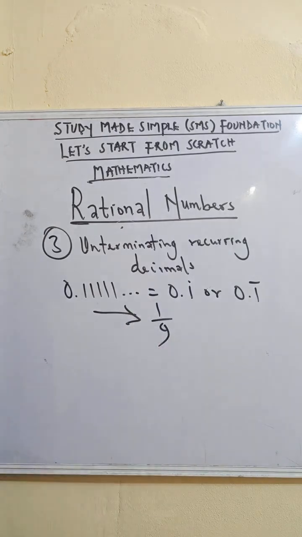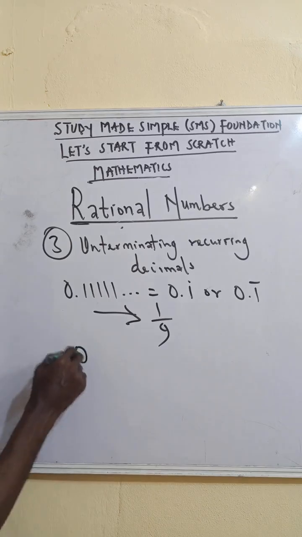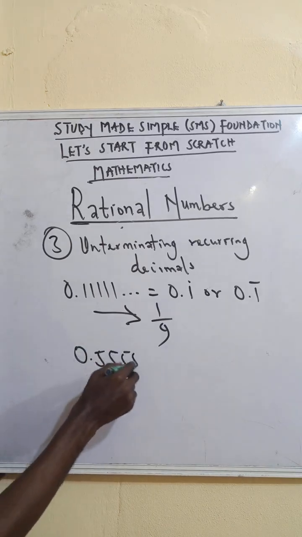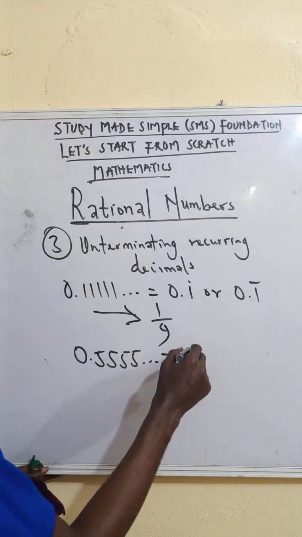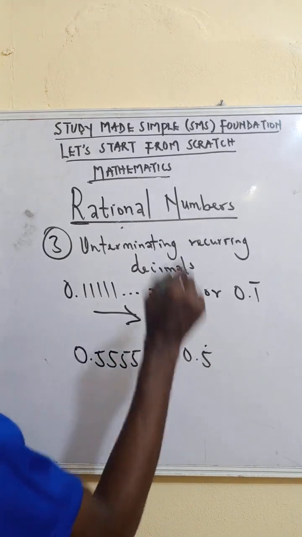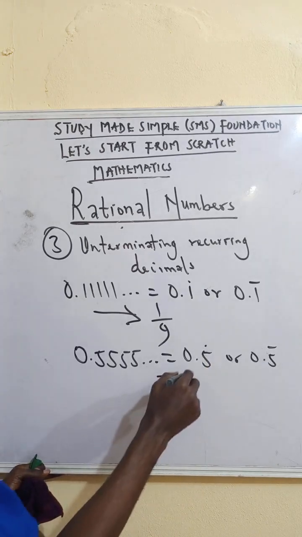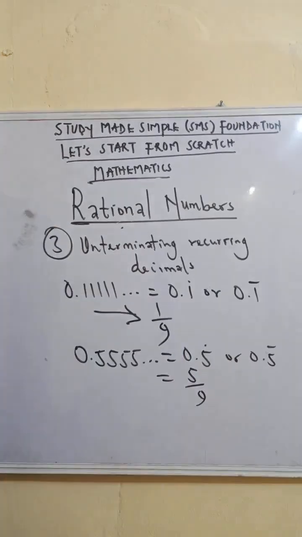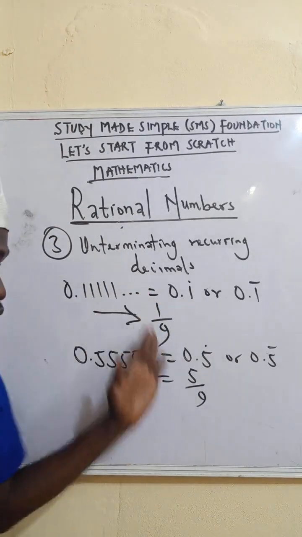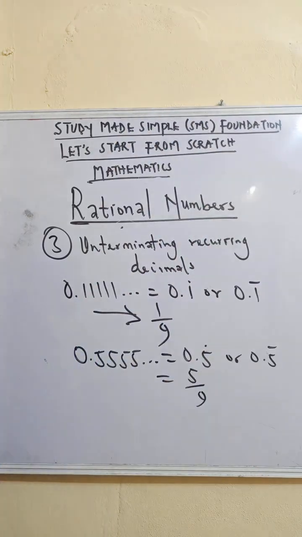You can confirm that with your calculator. This is a trick of converting. Even if you have 0.5555, let's say the 5 continues till Jesus comes, the result is going to be 0.5 dot, or you write it as 0.5 bar, then my result will be 5/9. So you can use your calculator to confirm it. I will teach the complete solution of this in a subsequent video.